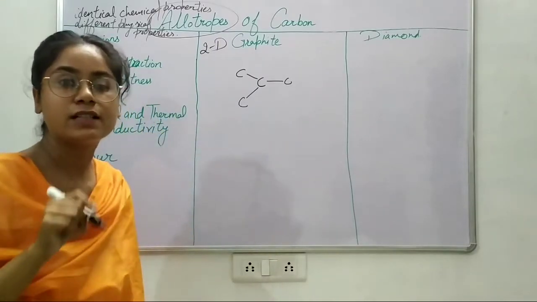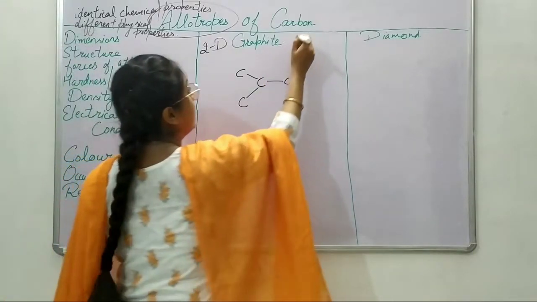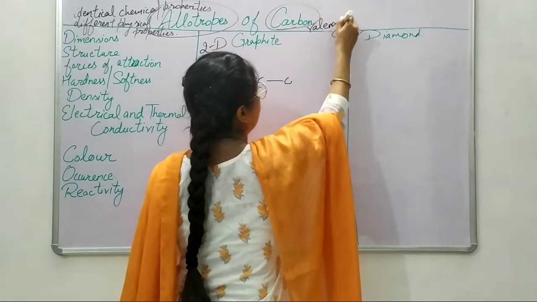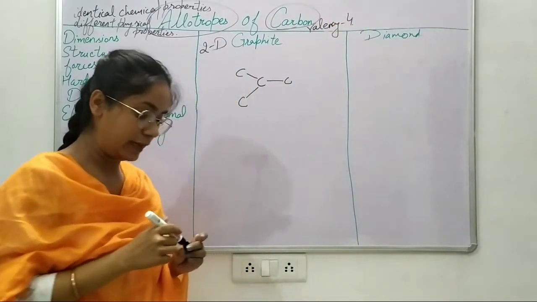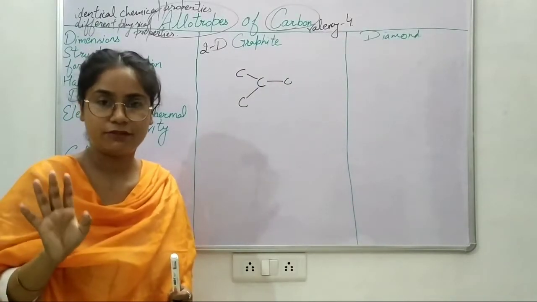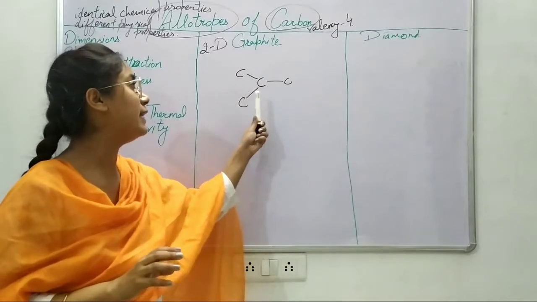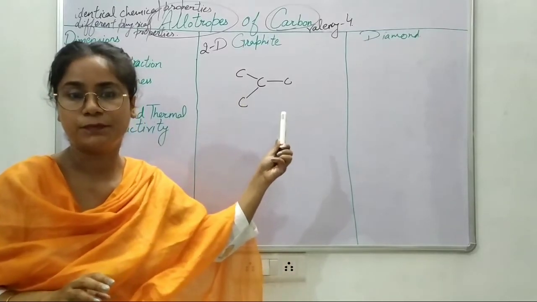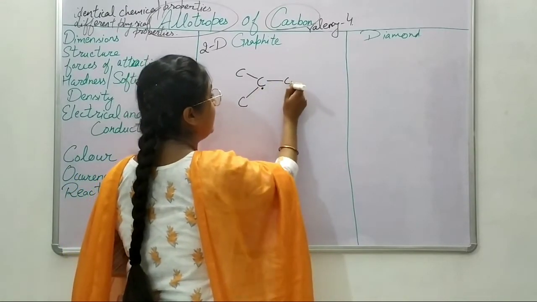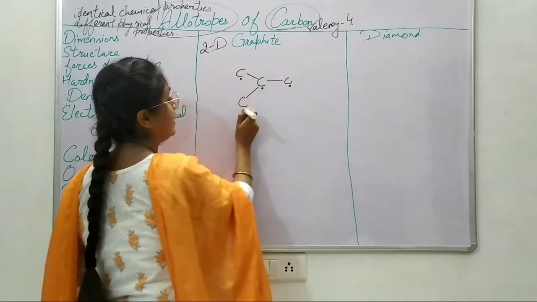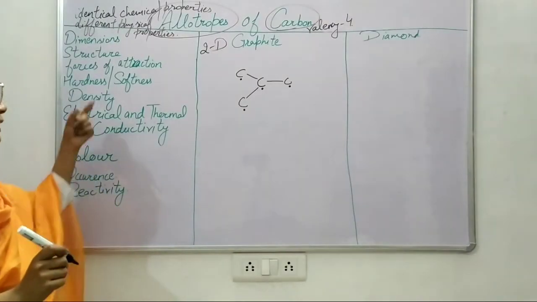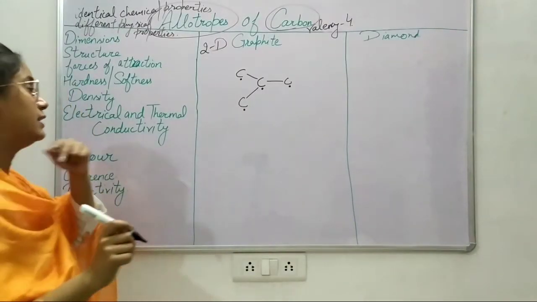What is the valency of carbon? Carbon has a valency of 4. So how many bonds should it make? It should make 4 bonds, definitely. But still one electron is left free here. Remember this point: one electron is left free in each and every carbon. Now we are going to discuss how it is 2D.